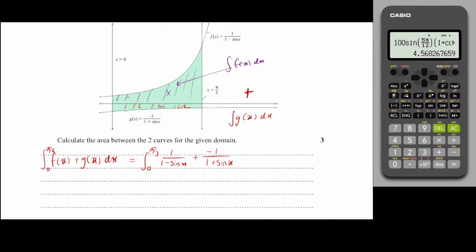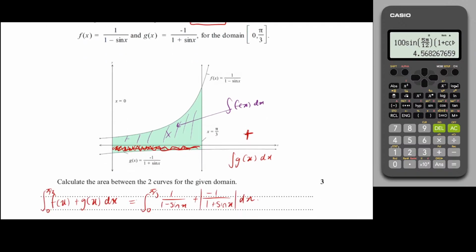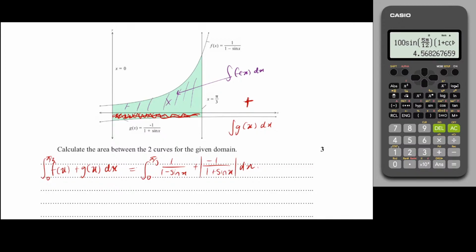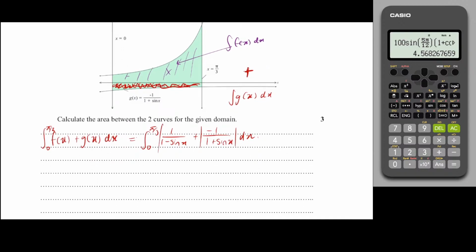Well, because this one's in the negative area, we have to take the absolute value of that, don't we? Because it's going to be a positive value. If you think about it, it has to be a positive area, because we're finding the area between the curves. The integral is -1 over 1 plus sine x, but we're looking for that positive area, so we're going to have to take the absolute value. And realistically, you should be doing the absolute value of any integral if you're finding the area anyway.